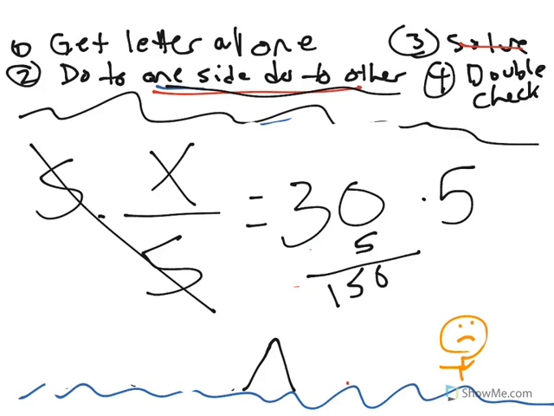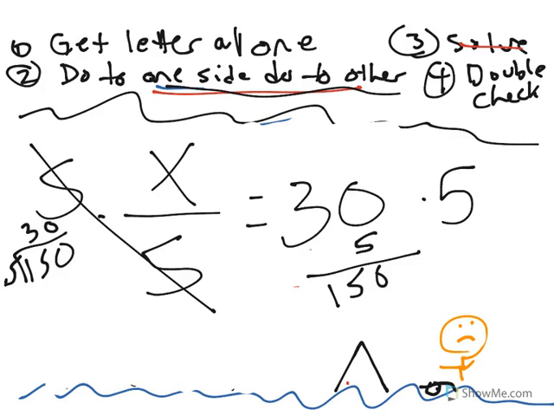Now, can we double check that? 150 divided by 5. Does that go? 5 goes into 15 3 times, 30. So that's correct. So x is equal to 150 is the correct answer.